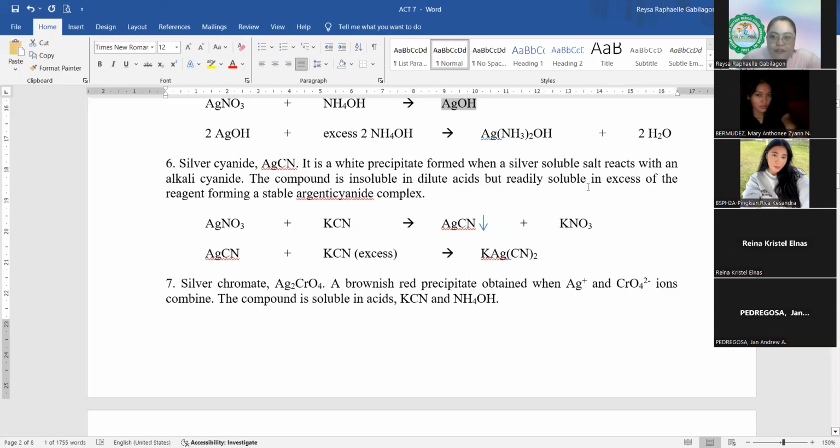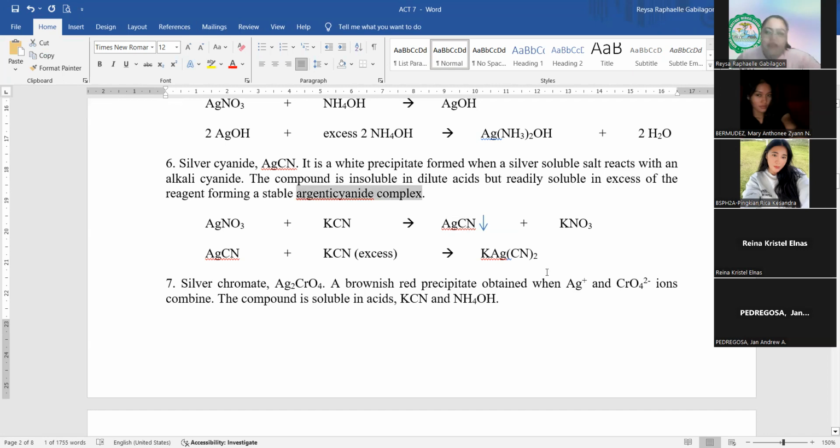Okay, a precipitate forms when you mix silver with the alkali cyanide. Just like this one, silver nitrate, when you react it with potassium cyanide, you will get the precipitate called silver cyanide. So again, that is the precipitate. And then, silver cyanide, when you add an excess amount of potassium cyanide, you will get a complex called potassium silver cyanide. Or we call that argentocyanide.